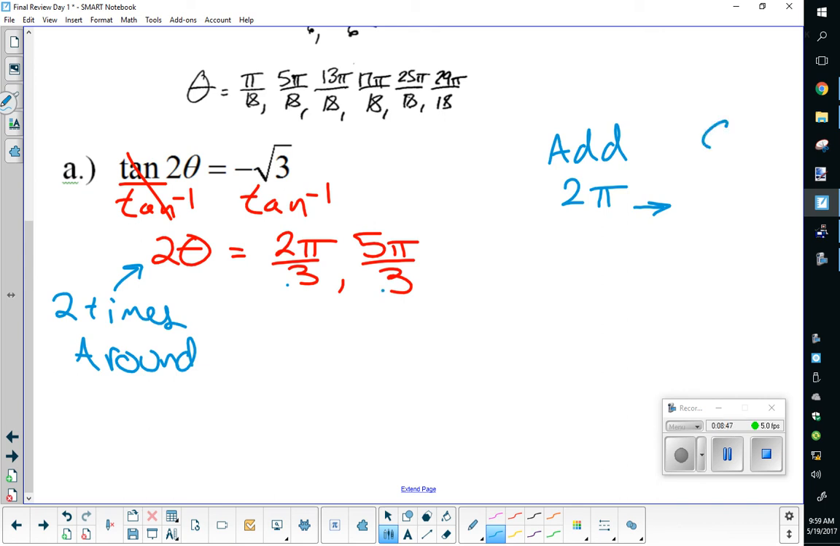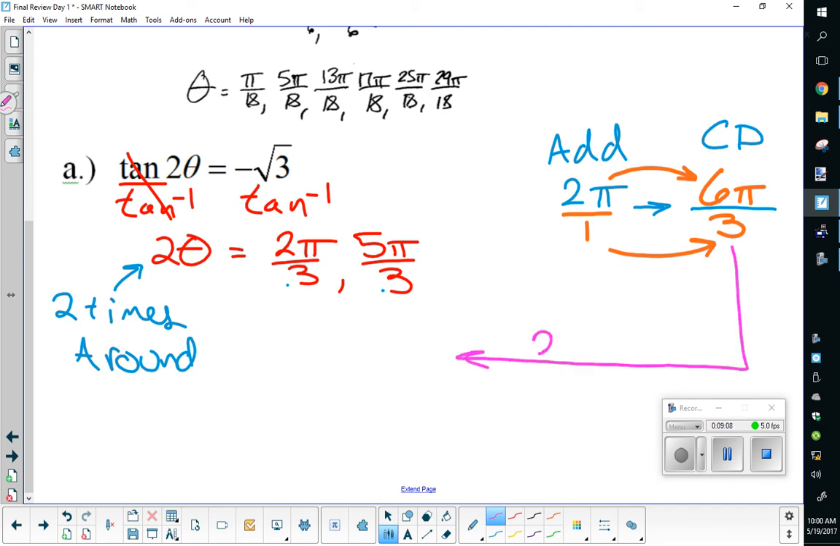So remember, the next thing we did was we found common denominators. What do I want my denominator to be? 3. This was 2 pi over 1. What did I do to make a denominator of 3? I multiplied the bottom by 3. So what's my top going to be? 6 pi over 3. All we're going to do now is take this and add it to these two answers to figure out what I get the second time around. So 6 pi over 3 plus 2 pi over 3 is going to be 8 pi over 3. We don't change the denominator when we add fractions. We just add the top. And then 6 pi over 3 plus 5 pi over 3 is 11 pi over 3.